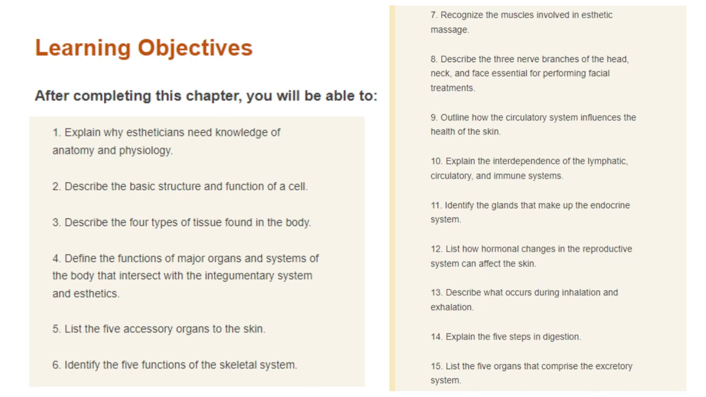Describe the basic structure and function of a cell. Describe the 4 types of tissue found in the body. Define the functions of major organs and systems of the body that intersect with the integumentary system and aesthetics. List the 5 accessory organs to the skin.